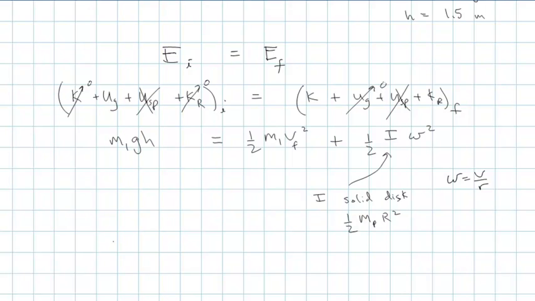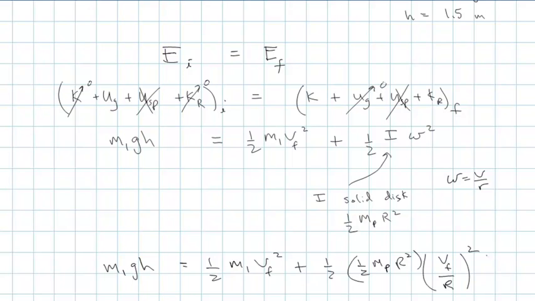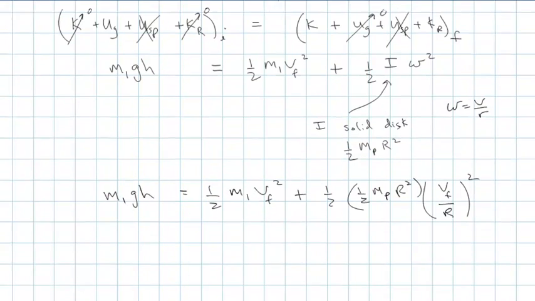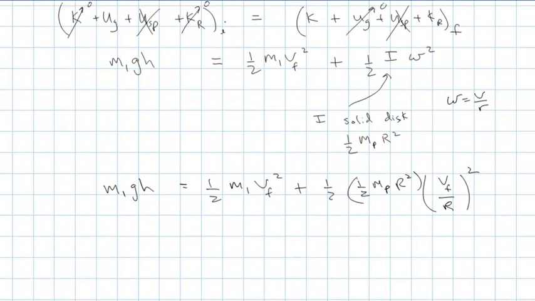So I'll rewrite the equation. I've substituted in for the moment of inertia. Sometimes you'll hear people call it rotational inertia, sometimes moment of inertia. I is 1/2 mr squared in this case. Omega was v over r, and now I can solve.